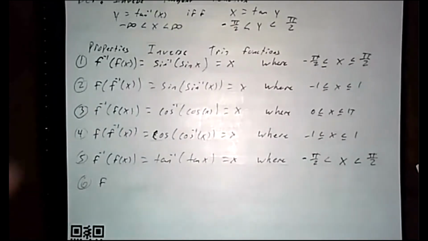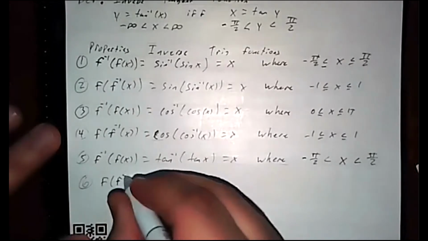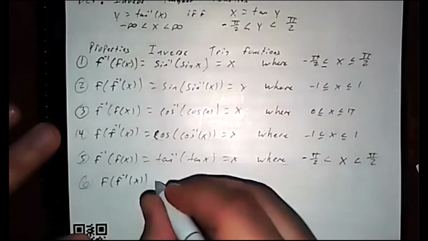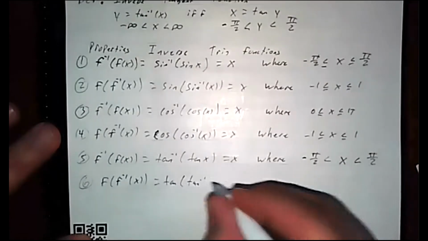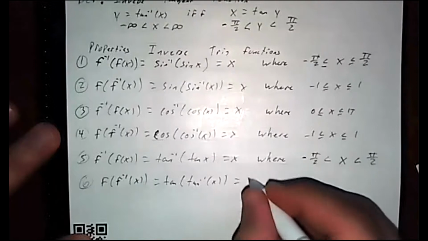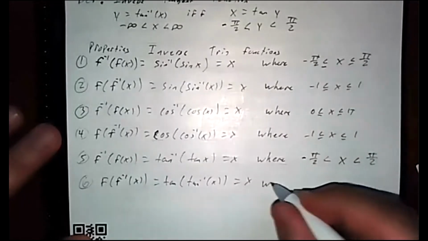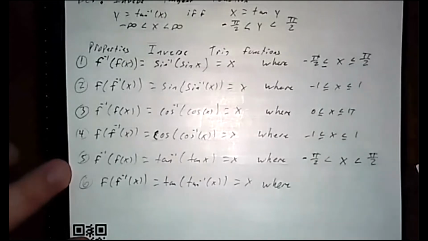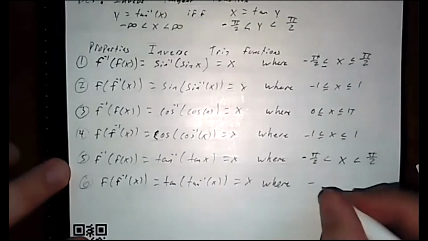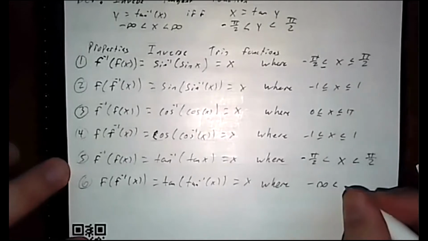Okay. F of f inverse for tangent would be tangent of tan inverse of x. That would equal x, for all x.